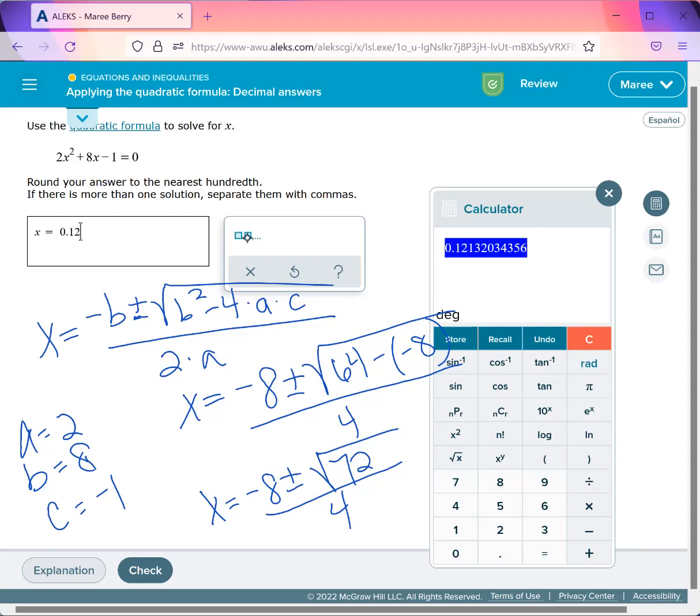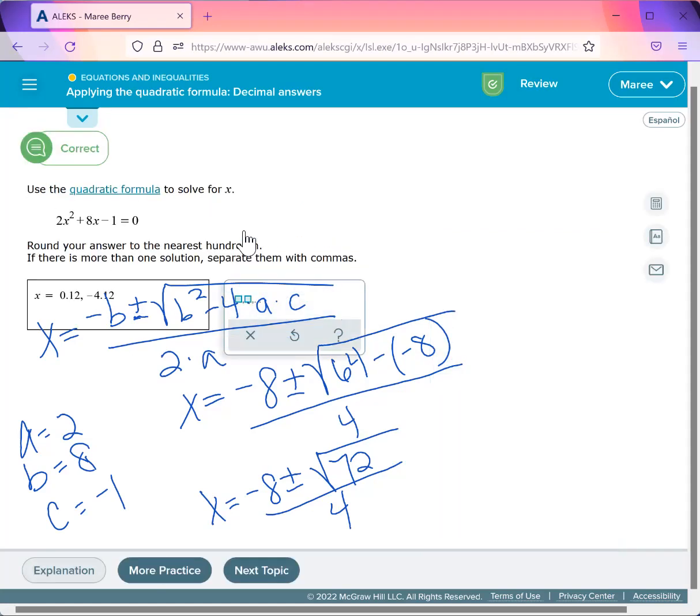Put in our comma, and then we're going to type in negative 8 minus the square root of 72. We'll get our answer, and then we're going to divide by 4, and we get negative 4.12. So we'll type in negative 4.12. So I think that looks good. Go ahead and check. There we go.